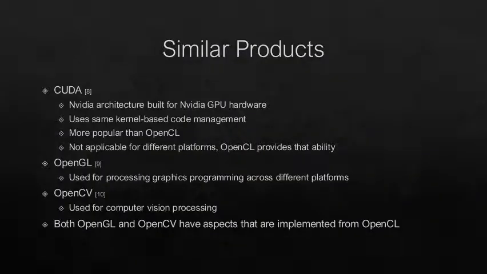Similar products to OpenCL include CUDA, which is an architecture built by NVIDIA for NVIDIA products that functions in a similar way using kernel-based execution. It is currently more popular than OpenCL when it comes to NVIDIA devices. However, it doesn't provide functionality for other platforms like OpenCL does. OpenCV and OpenGL are based on the OpenCL language and are used for computer vision and graphics processing respectively.